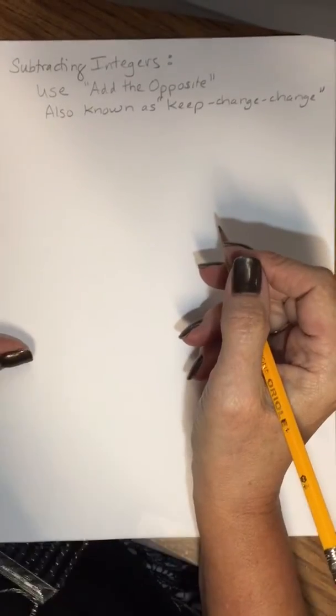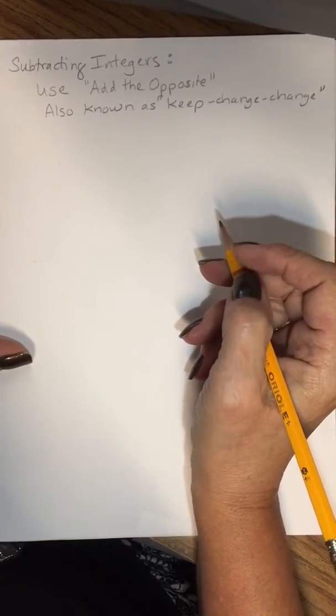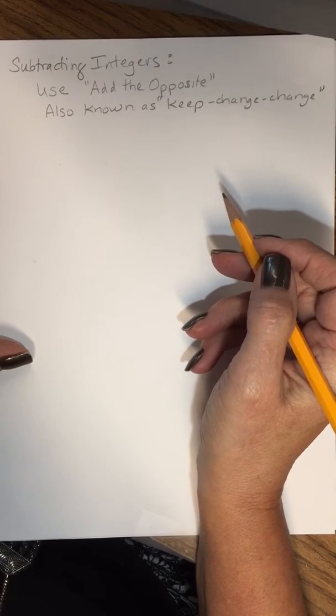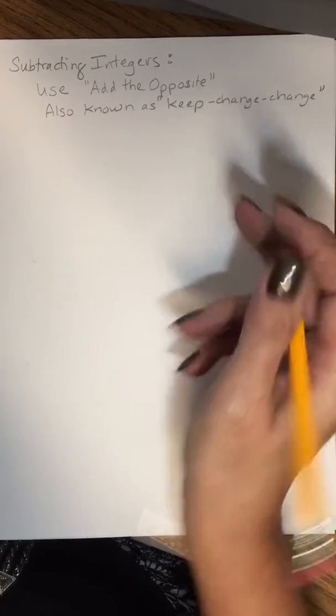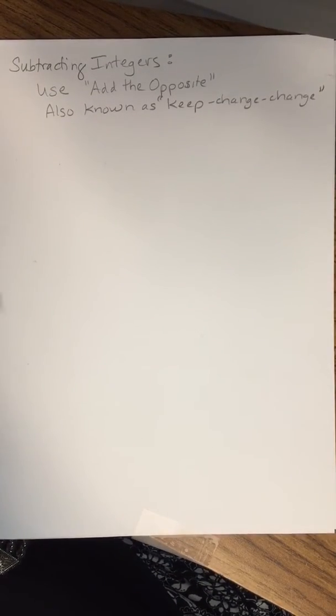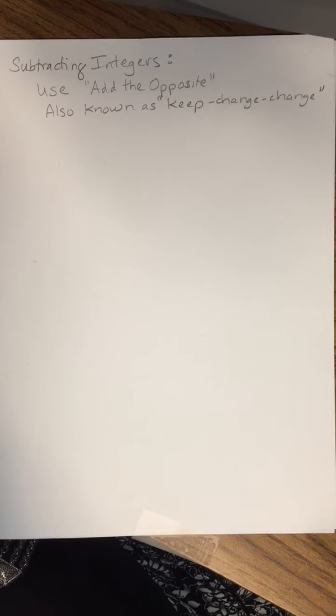Okay, today we're going to teach you how to subtract integers. Mathematically, what you would do is add the opposite. This is also known as keep, change, change, and that's the method we're going to use today since you've already explored the many other ways to understand subtracting integers.